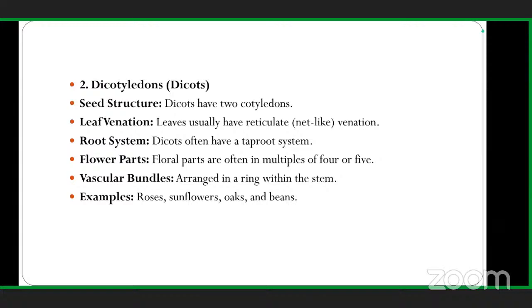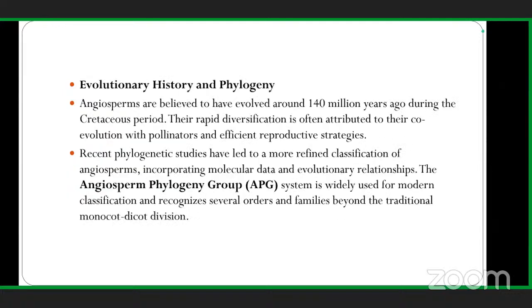But in monocots, fascicular bundles are scattered. But here it is arranged, it is systematic. Examples are rose, sunflowers, oaks, beans, hibiscus. So in our surroundings, most of the plants are dicotyledons.